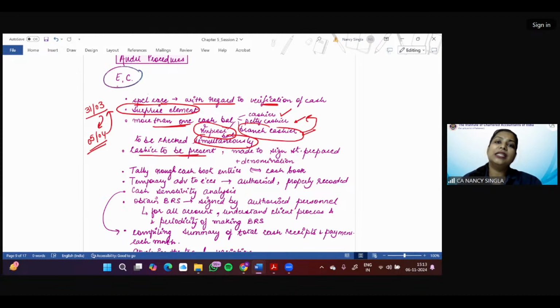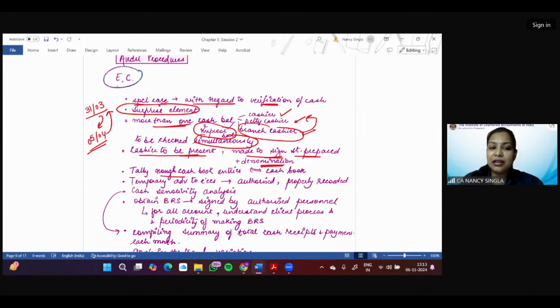See, otherwise chances are that if the cashier is not present and the audit team is conducting the cash count, and it falls short of the amount shown in the books of accounts, the cashier may say that it has been misappropriated by the audit team. So the cashier must be present, and he must be made to sign the statement prepared, showing the total cash along with the denominations, whatever is there. That should be signed by the cashier, right?